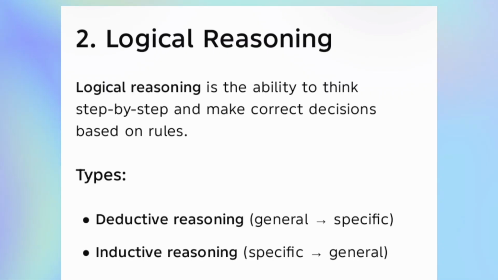Logical reasoning is the ability to think step by step and make correct decisions based on rules. Deductive reasoning goes from general to specific. Inductive reasoning goes from specific to general. Deductive reasoning means general to specific, and inductive reasoning means specific to general. They are opposite.